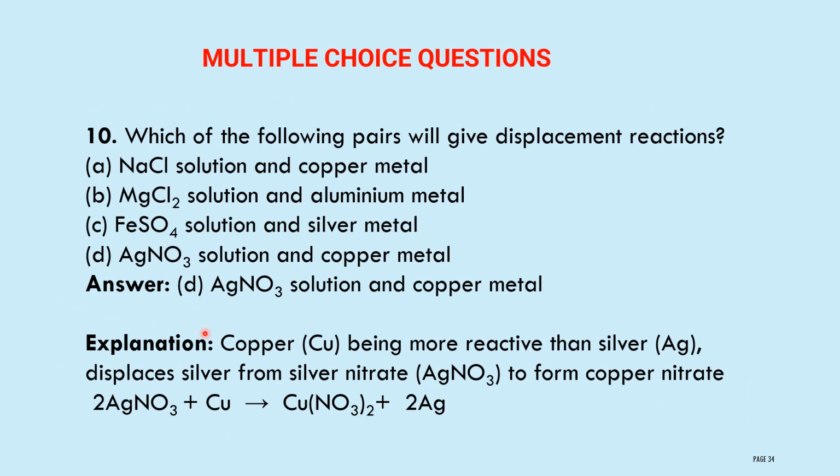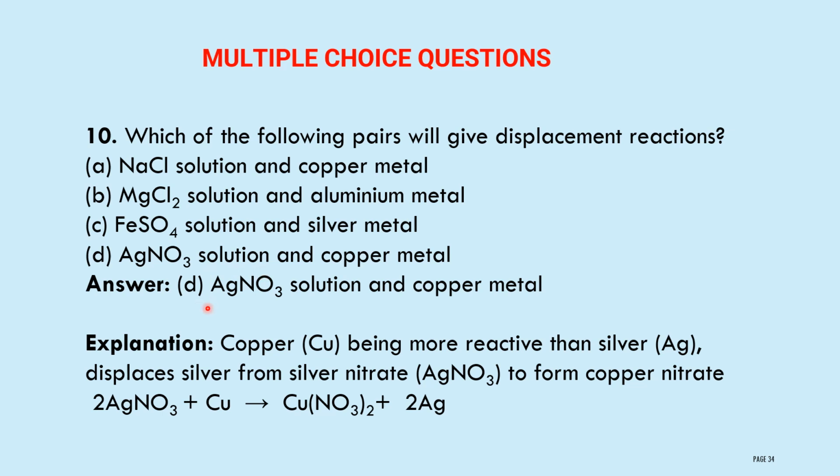Which of the following pairs will give a displacement reaction? Displacement reaction is nothing but a highly reactive metal displacing a less reactive metal. Option A, sodium chloride solution and copper metal. Option B, magnesium chloride solution and aluminium metal. Option C, iron sulphate solution and silver metal. Option D, silver nitrate solution and copper metal.